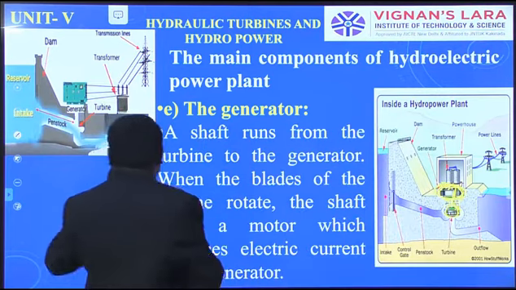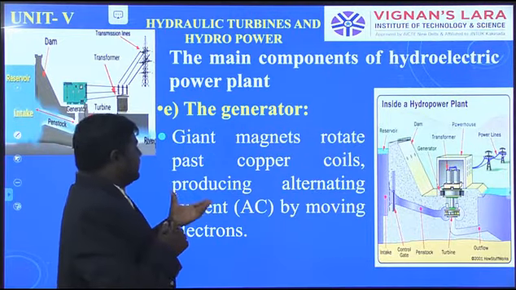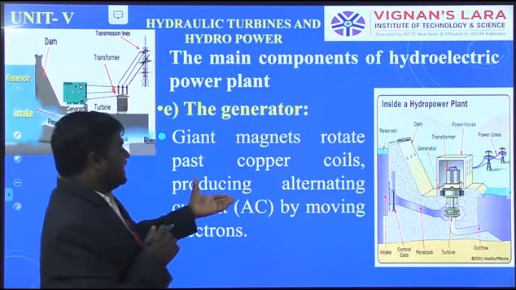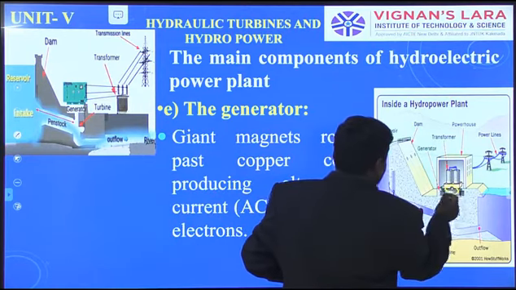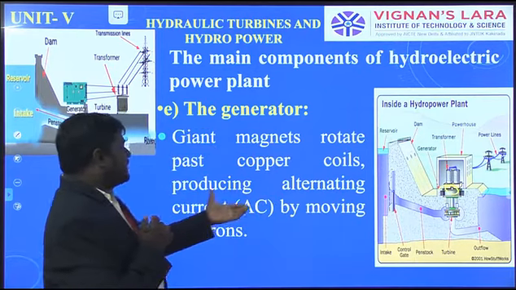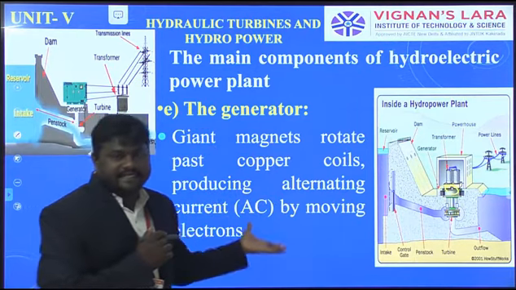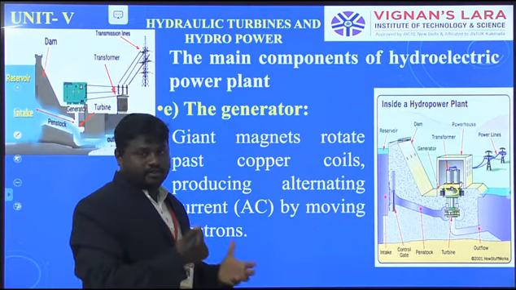Then the magnets will rotate past copper coils, producing alternating current. That is AC current, alternating current, by moving electrons.